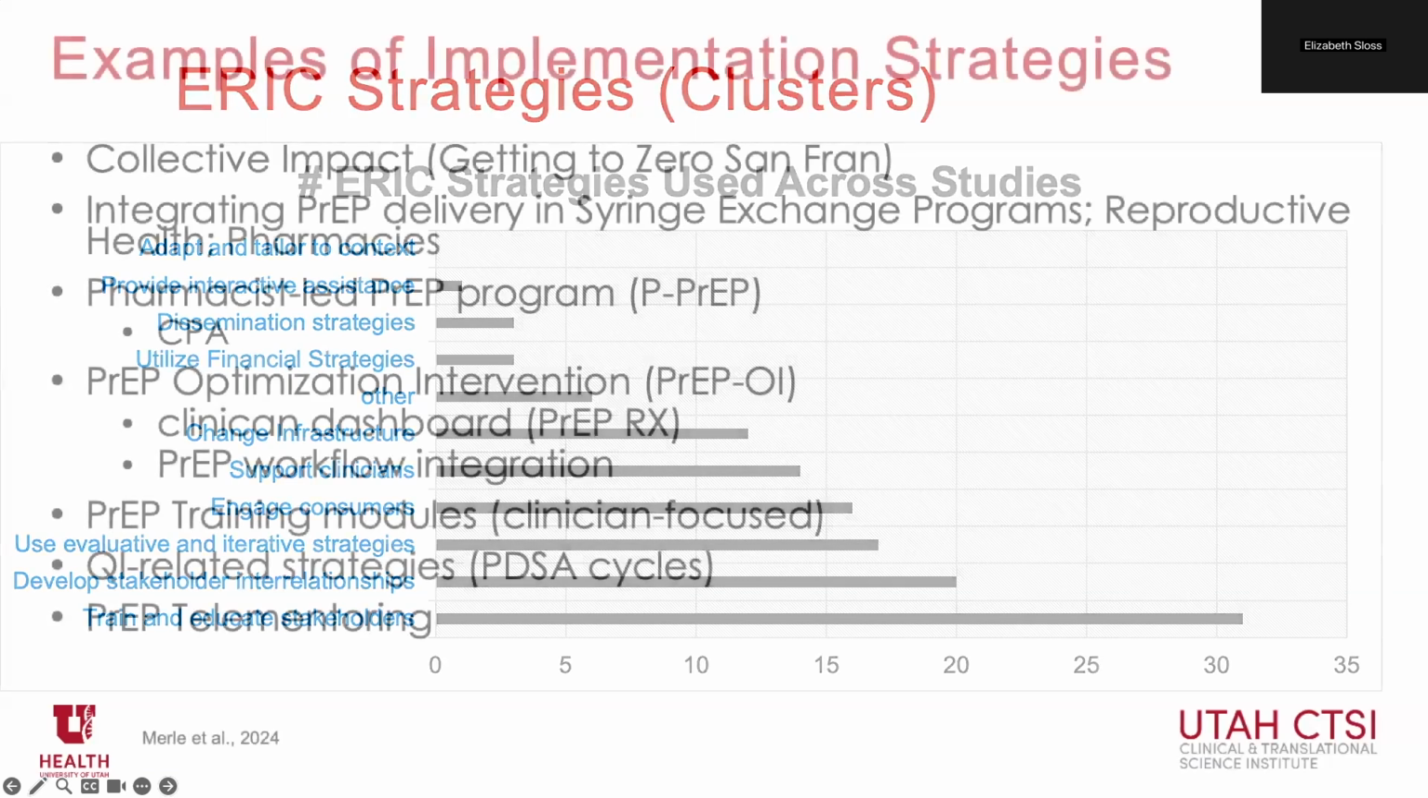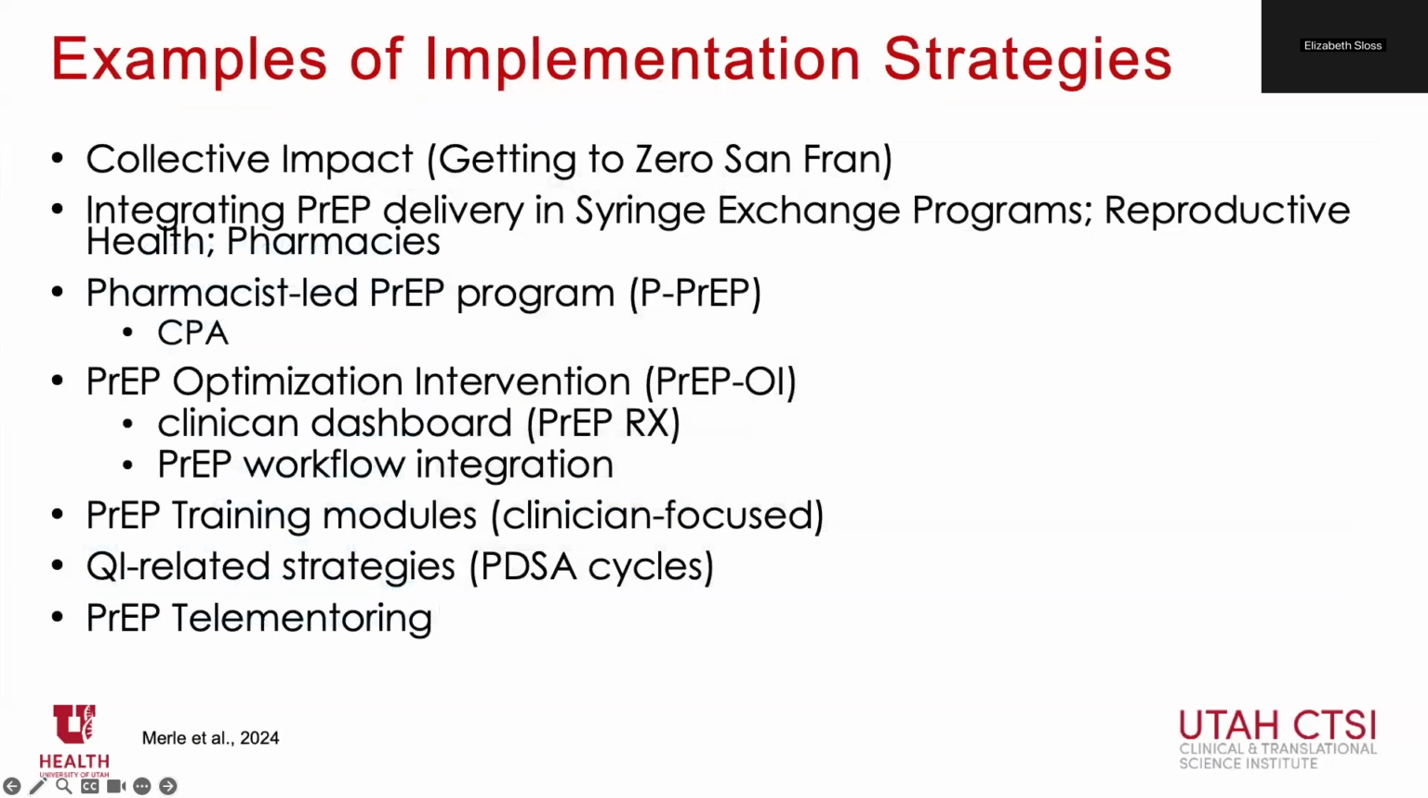I won't belabor that. Here are some examples. There was one really cool strategy called Getting to Zero San Francisco. It was a collective impact. It was an entire community working together, bringing different organizations and stakeholders together to essentially get rid of HIV. We have the innovations to get rid of HIV. We just have to get better at getting it to the right person at the right time, right? So this was a whole community effort.